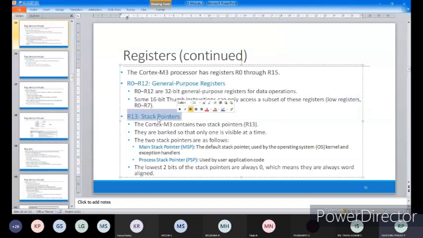Then R13 is used as the stack pointer, right? There are two stack pointers here. One is the main stack pointer, one is the process stack pointer. They are banked so that only one is visible at a time. When you have instruction pointers, one should be executed. If multiple are there, it is difficult to execute, and that task is carried out by this register. That is why we call it a stack pointer. Stack means what should be executed next.